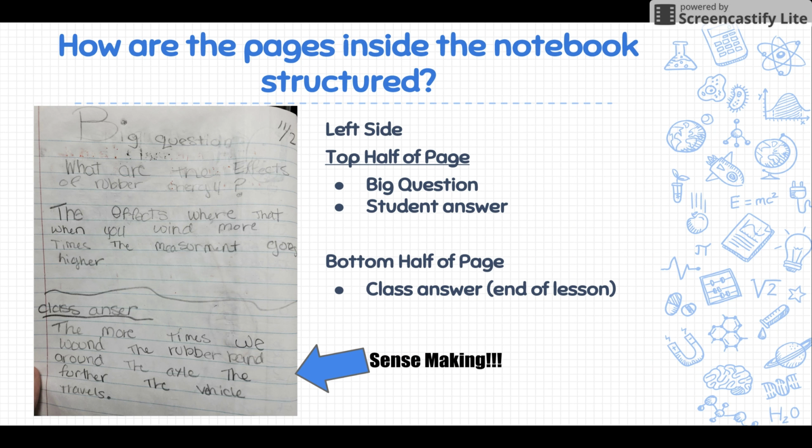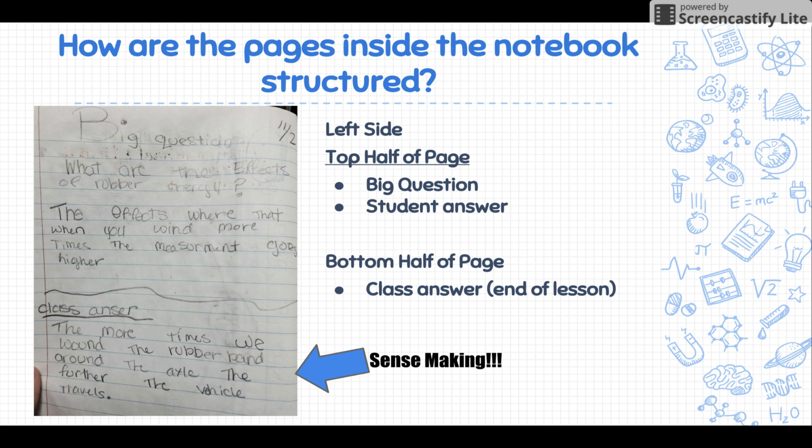What about the inside of the notebook? How are the pages inside the notebook structured? Well, on the left side, I always have the students write the big question for the day. This is the guiding question of the lesson. This is like their objective. They know that we're going to work hard to find the answer to this question over the course of the lesson.